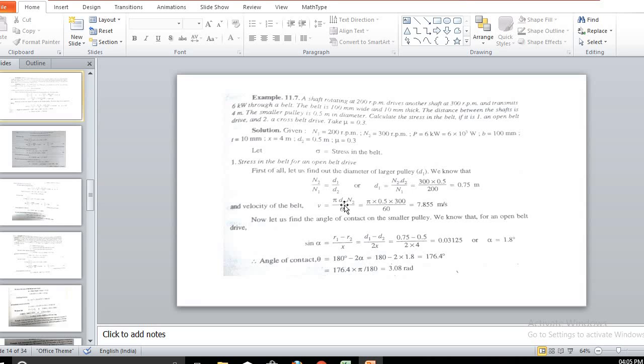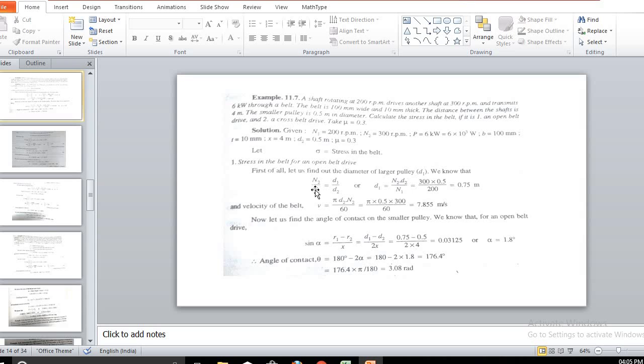The velocity of the belt is equal to pi d2 n2 by 60. Pi into d2, where d2 is 0.5 meter, the smaller pulley diameter given to you. The speed of that pulley is given as 300 rpm, divided by 60. So 7.855 meters per second is the linear velocity of the belt. So V is calculated here.